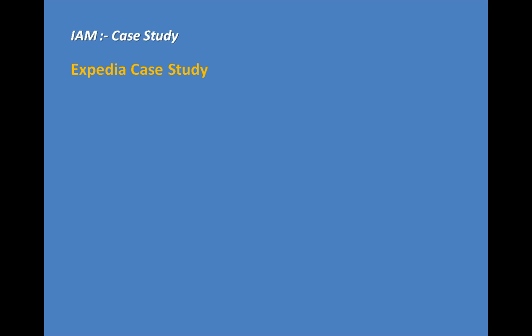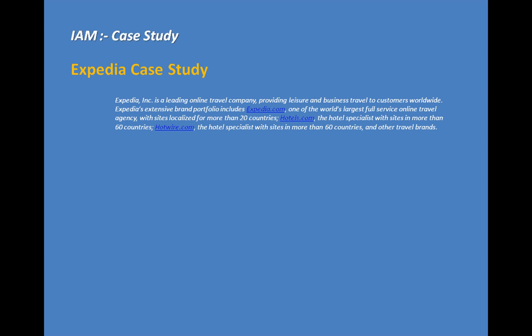You might have heard the name of this organization, which is basically in the hotel and luxury travel industry, and it is an online portal. So let me give you a background for those who are not aware of what kind of business Expedia does. Expedia is a leading online travel company providing leisure and business travel to customers worldwide, and it has a number of other portals in its portfolio, like Expedia.com, Hotels.com, and Hotwire, and the site is available in more than 60 countries. You can see there are other travel brands associated with them.